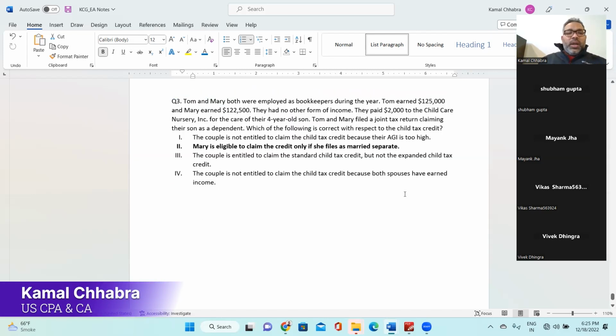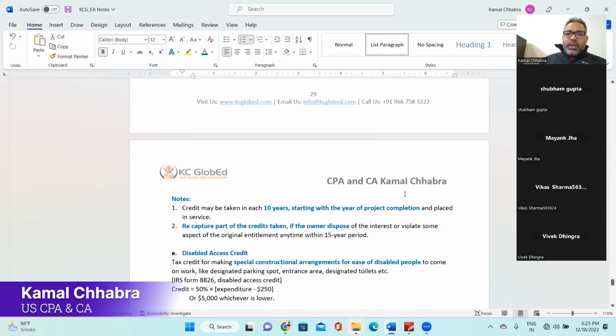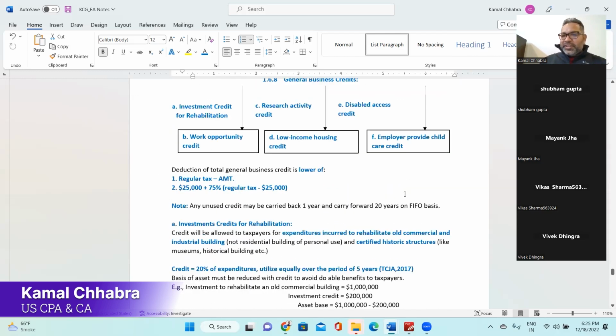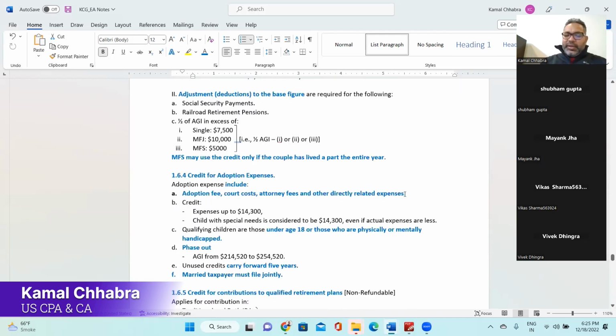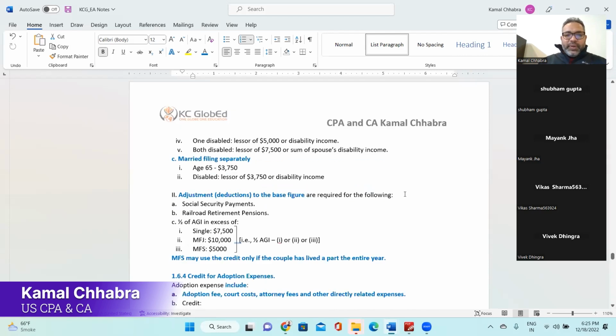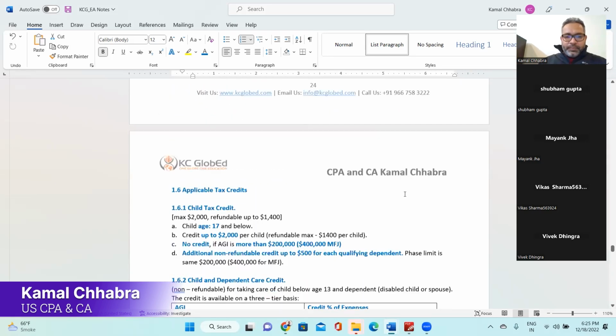Now if you see, we have covered all the tax credits. Even though we have covered more than what is in your book for individual taxation, because all the general business credits are part of your business taxation, I thought it may be good if we covered them over here, and in the second part we'll do the revision, right?